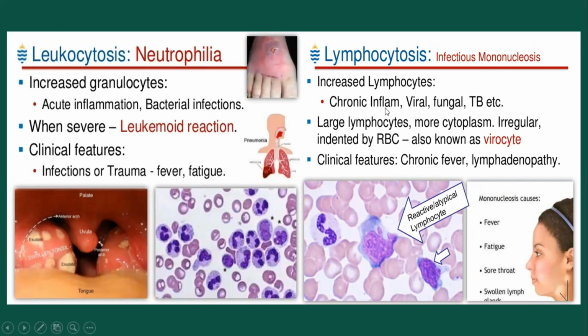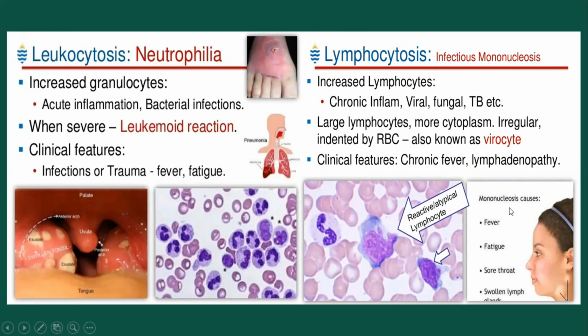Lymphocytosis, increase in lymphocytes. Common causes are chronic inflammation, viral infection, fungal infection and TB. Large lymphocytes with more cytoplasm and irregular indentation by RBC, also known as virocytes, are reactive atypical lymphocytes. Clinical features include chronic fever and lymphadenopathy. Increase in the lymphocytes in the peripheral smear.